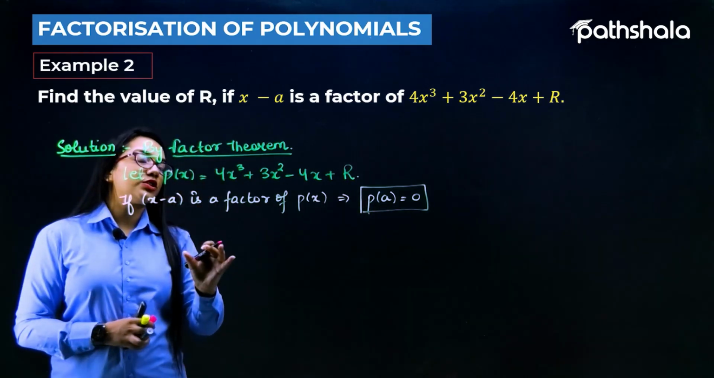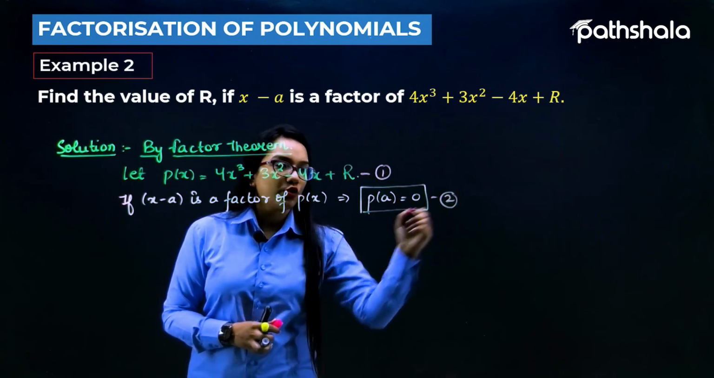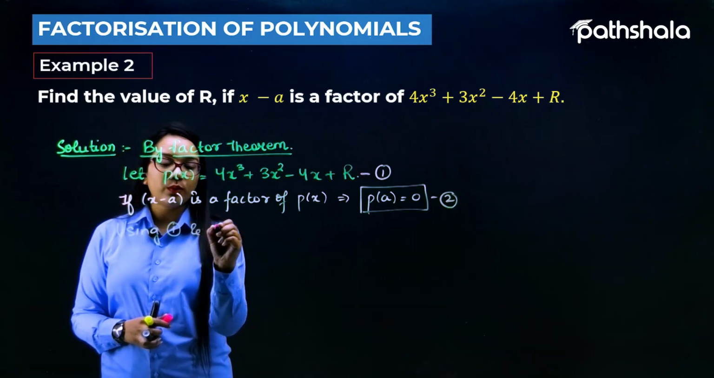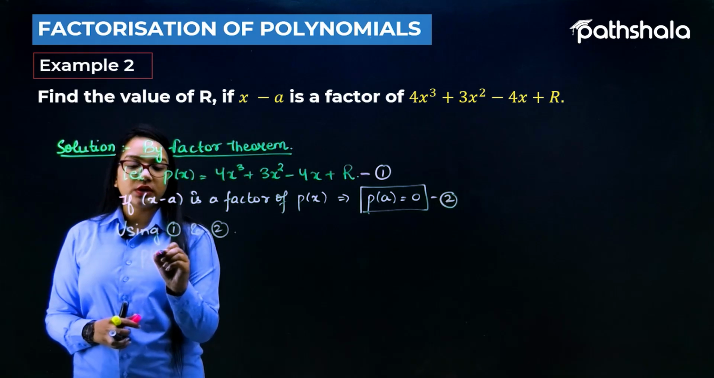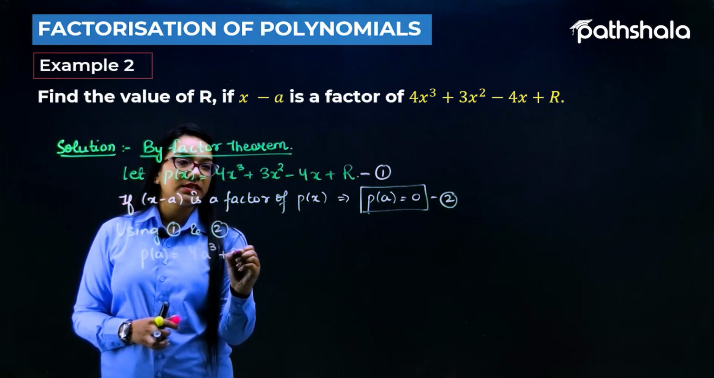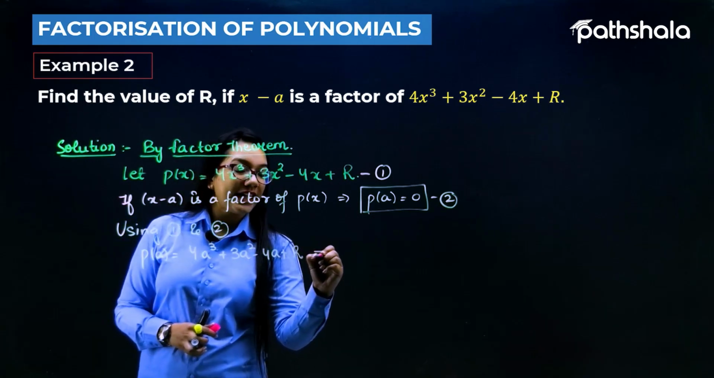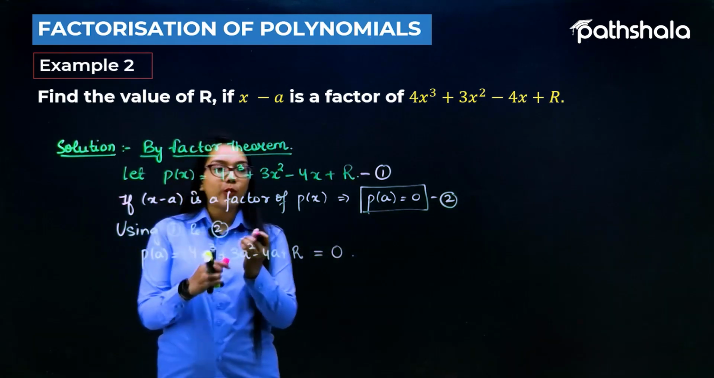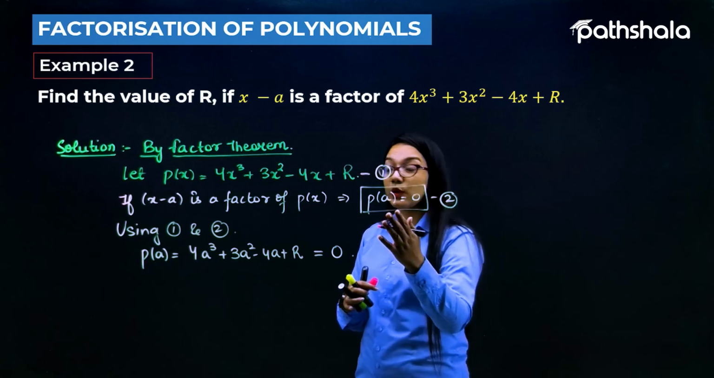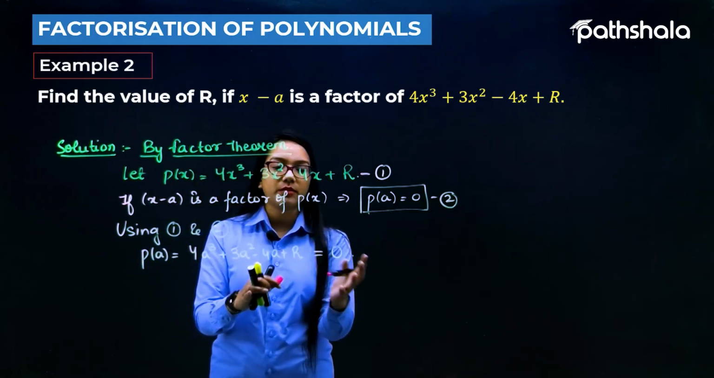So I am substituting x equal to a in this particular polynomial. I am calling these 1 and 2, and we are using both the equations together. Using 1 and 2, let's substitute x equal to a in equation number 1. So it is 4a cube plus 3a square minus 4a plus r, and now we can take this value as equal to 0. We are using both the equations simultaneously, as we know that if x minus a is a factor, then p(a) should be equal to 0.